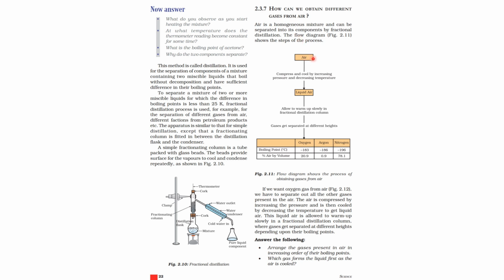So here is the flow chart. Air is compressed. When air is compressed, it becomes very hot and it is cooled by increasing pressure and decreasing temperature. So that is the liquefied air. The liquid air is allowed to warm up slowly in the fractional distillation column. And what happens? Gases get separated at different heights. So here is a flow diagram showing the process of obtaining gases from air. So let us learn fractional distillation in detail.